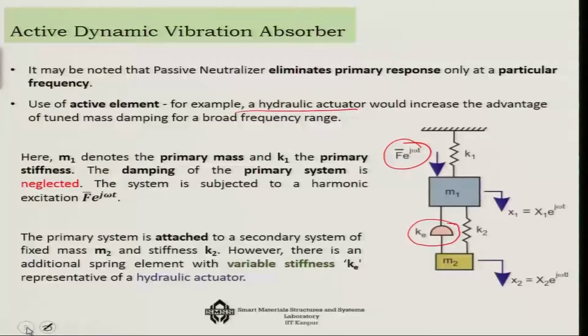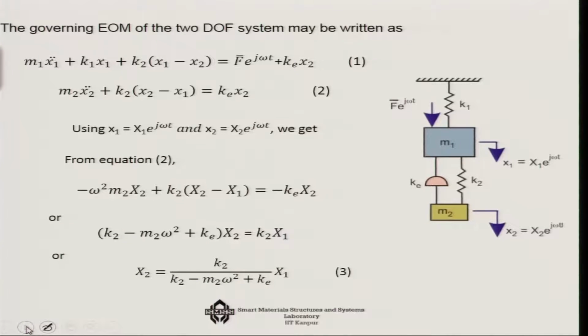Let us look into the formulation of such a system. As you can see, under such a condition the right hand side is not 0. We have m1 x1 double dot, which is the inertia force here, and K1 x1, which is the spring resistance, and then K2 times x1 minus x2, which is the resistance coming from the bottom. And then we have the force excitation, f bar e raised to the power j omega t, on the right hand side here.